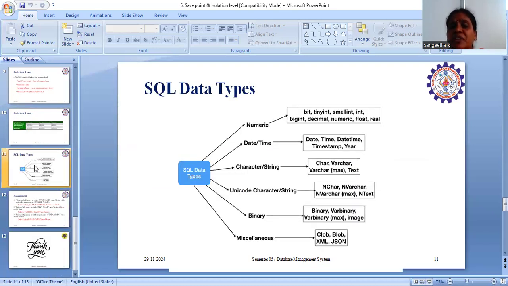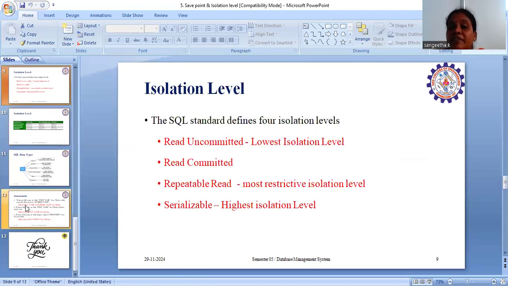SQL uses different data types, we know that, and based on that the transactions will execute. Here there are four isolation levels determined by SQL: read uncommitted, read committed, repeatable read and serializable. The serializable schedule has the highest isolation level, and read uncommitted has the lowest isolation level. Based on that, for the transaction we can predict which kind of problem may occur on the schedule.